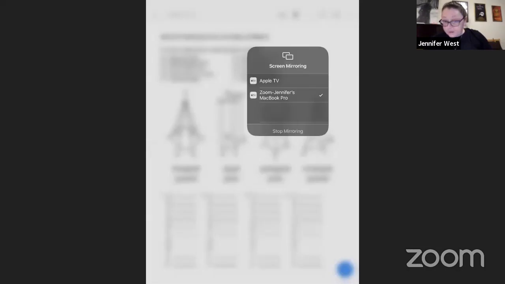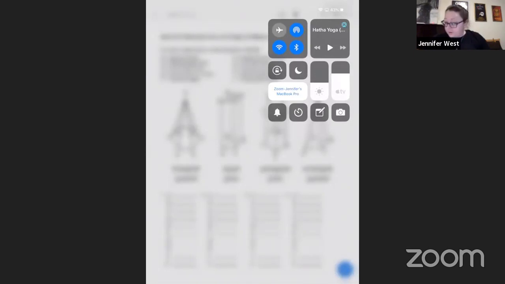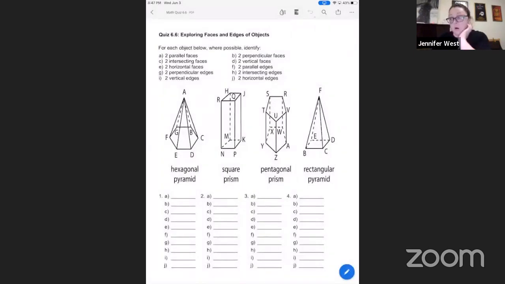So I'm just going to share my screen here with you so that you can watch what I'm doing on the iPad. This will take one moment to get going. Screen mirror. Okay, we are screen mirroring.